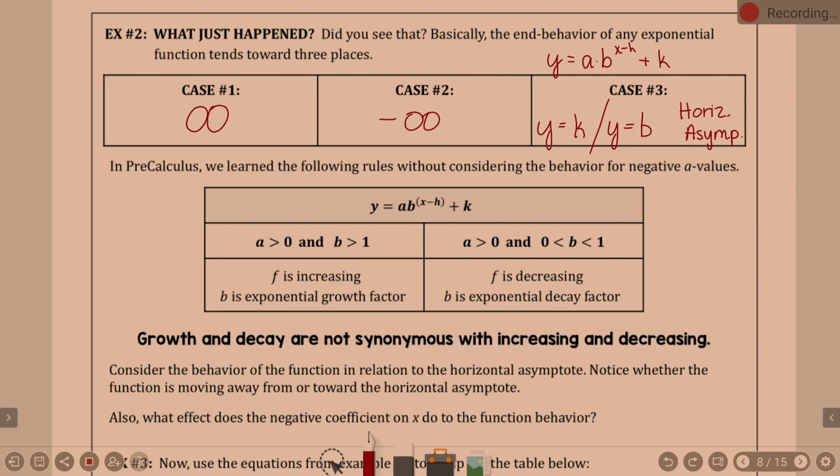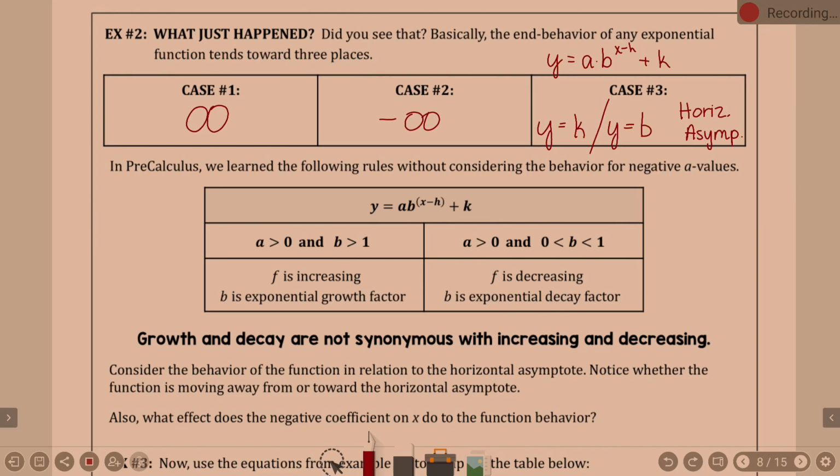Growth and decay are not synonymous with increasing and decreasing. Okay, we can have one and not the other. So consider the behavior of the function in relation to the horizontal asymptote. Notice whether the function is moving away from or toward the horizontal asymptote. Is it going down towards it, or going up towards it, or all the different options. And also, what effect does a negative coefficient on x have on the function behavior? We talked about how a negative coefficient would reflect.